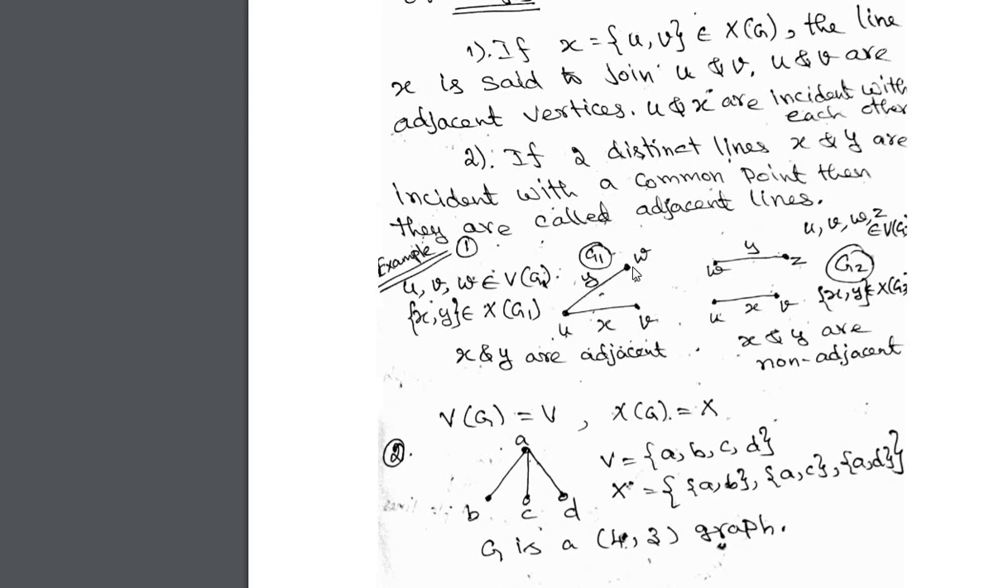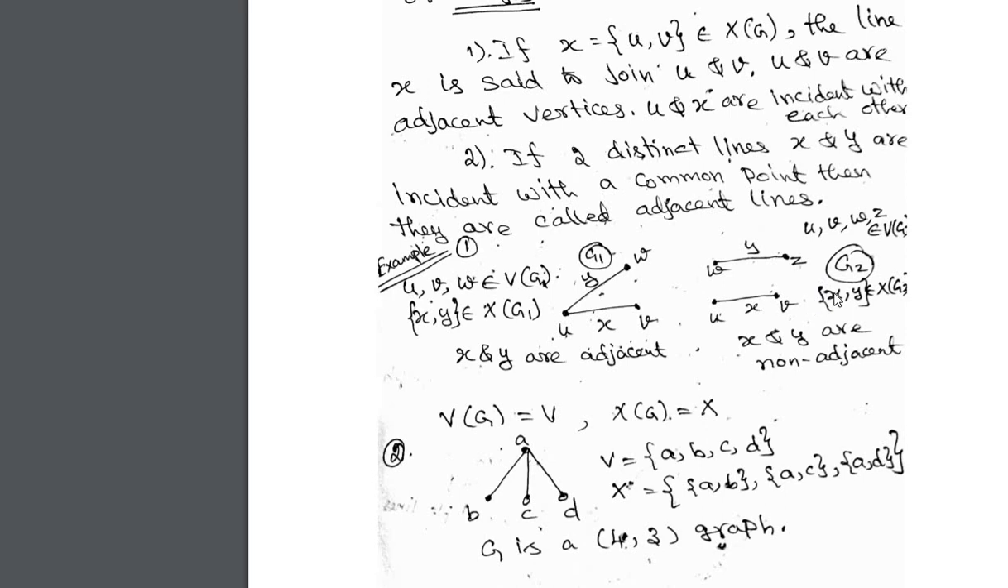But what about this V and W? Is there any line here between V and W? There is no line between V and W. Therefore, V and W are non-adjacent vertices here. Vertices U, V, W are vertices. X and Y are lines. Since X and Y are incident with the common point U, we call X and Y adjacent lines. And also U and V, U and W are adjacent vertices. Here V and W are non-adjacent vertices because there is no line joining V and W.